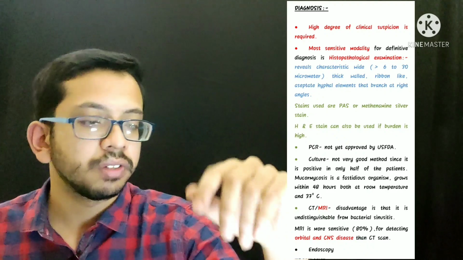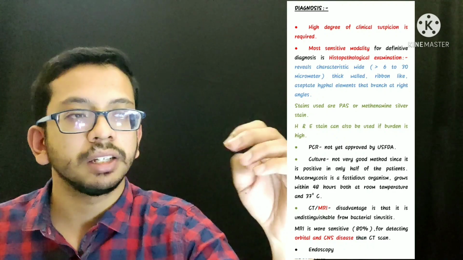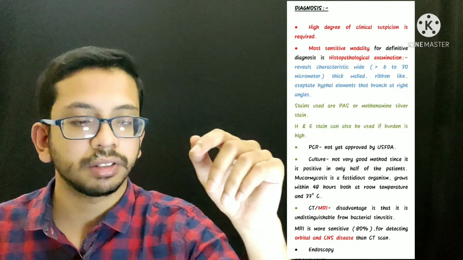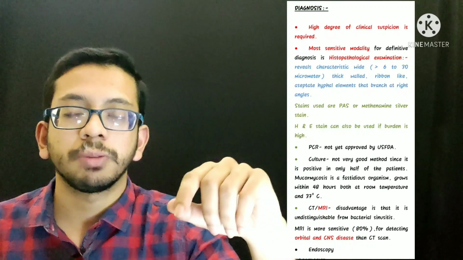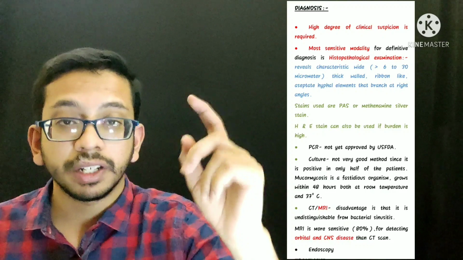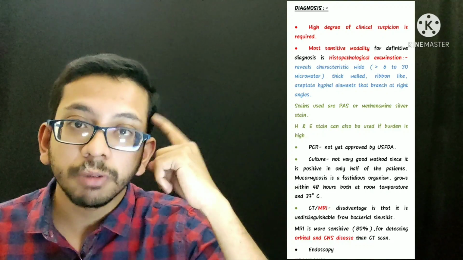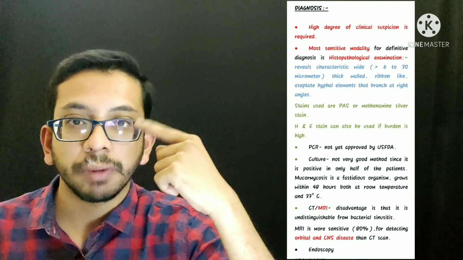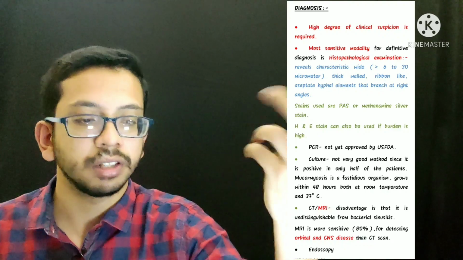MRI is a very important investigation, but the main disadvantage of MRI is that it cannot differentiate between bacterial sinusitis and fungal sinusitis. But the main advantage of MRI is that it is very sensitive, 80% for detecting CNS involvement and eye involvement. It can very finely detect orbital and CNS involvement. And the last is endoscopy.